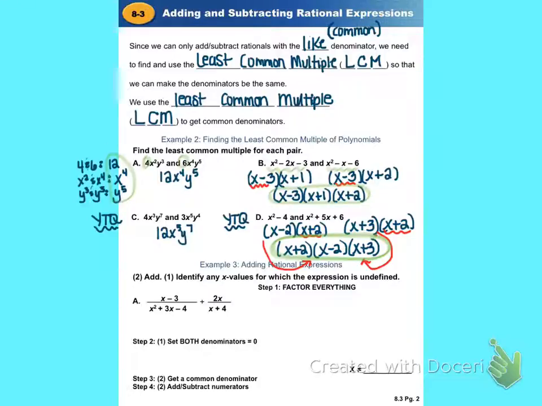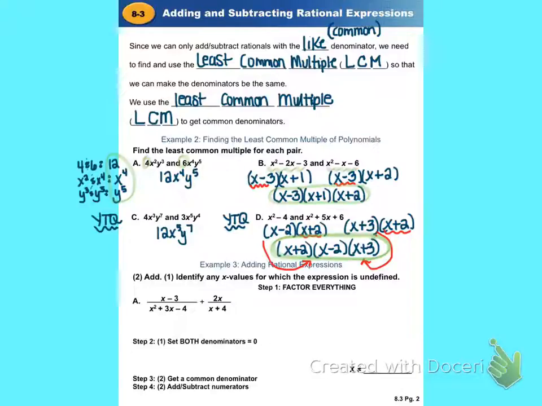So our least common multiple, x plus 2 times x minus 2 times x plus 3. Okay, so now that we know how to find a least common multiple, which really is what we mean when we say common denominator, let's go ahead and see if we can add fractions that don't have a common denominator.